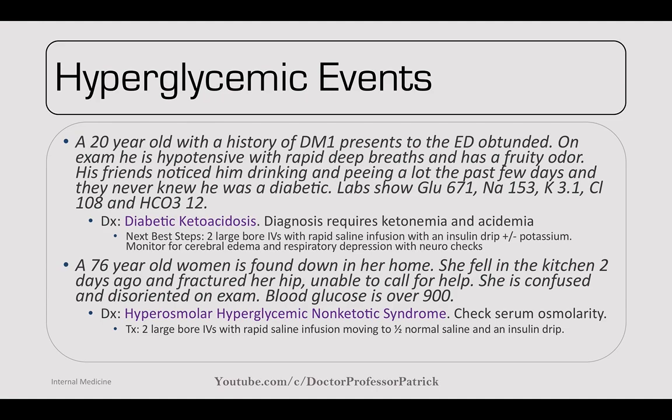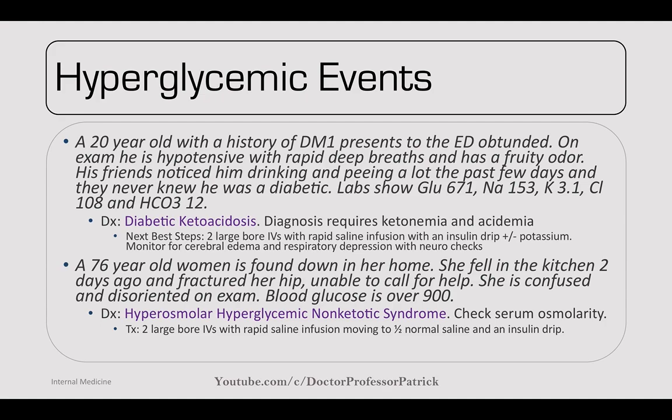Now, hyperglycemic events to look for. So we've got a 20-year-old with a history of diabetes type 1 who presents to the ED obtunded. On exam, he's hypotensive with rapid, deep breaths or Kussmaul's breathing. And he has a faint, fruity odor. His friends noticed him drinking and peeing a lot the past few days, and they never knew that he was a diabetic. Labs show glucose of 671, sodium of 153, that's a pseudohyponatremia, and a potassium of 3.1, chloride of 108, and a bicarb of 12.